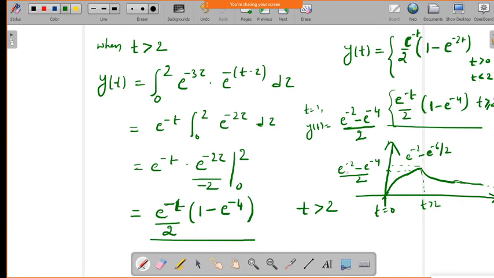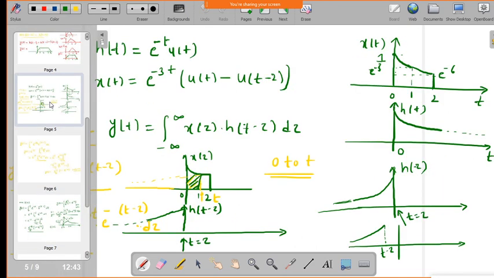So this is about the convolution integral for your input x of t equal to e power minus 3 t into u of t minus u of t minus 2, and h of t equal to e power minus t into u of t. This is the convolution integral for those input expressions. Is it understood? Any doubt?